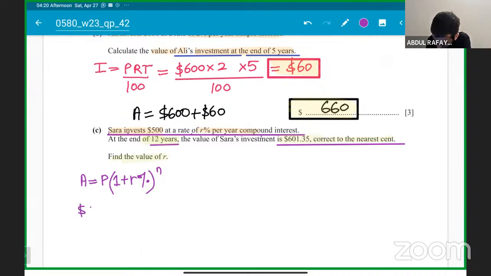So what we have, sir, the value of Sarah's investment is 601.35, principal is $500, meaning she invested $500, and 12 years later her investment is $601.35. Sarah invested $500 for 12 years, and earned $601.35 after 12 years. So 500 into 1 plus R% to the power of n years, that is 12 years.